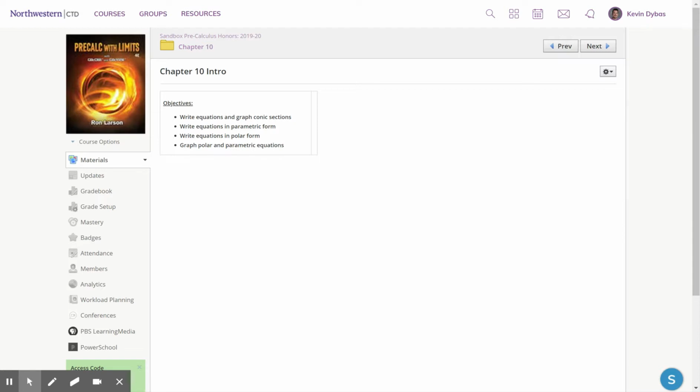You need to be able to write equations in parametric form, write equations in polar form, and then graph both polar and parametric equations. So really, this chapter is focusing really heavily on both graphing of a lot of different types of equations and being able to write an equation in that form, because these are going to be equations that aren't as familiar to you at this point.